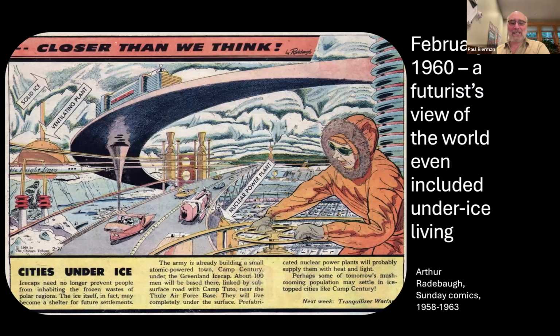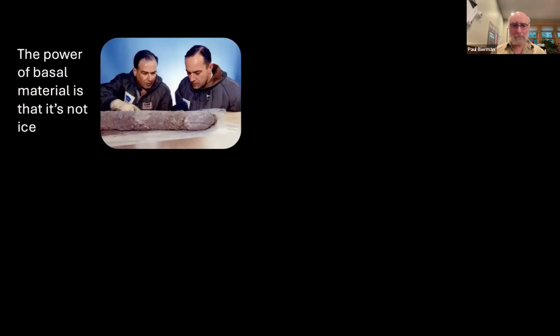Also in February 1960, futurists were looking at what was going on in Camp Century. This is a fellow who drew comics every week for 5 or 6 years for the Sunday papers in the United States. And he drew this particular comic. It was called Closer Than We Think. And it's entitled Cities Under the Ice. And it says, ice caps no longer prevent people from inhabiting the frozen wastes of polar regions. In fact, ice itself may become a shelter for future settlements. And, you know, he had nuclear power plants and fancy cars and fancy train lines and solid ice above and ventilation and all that. Of course, this never came to pass either.